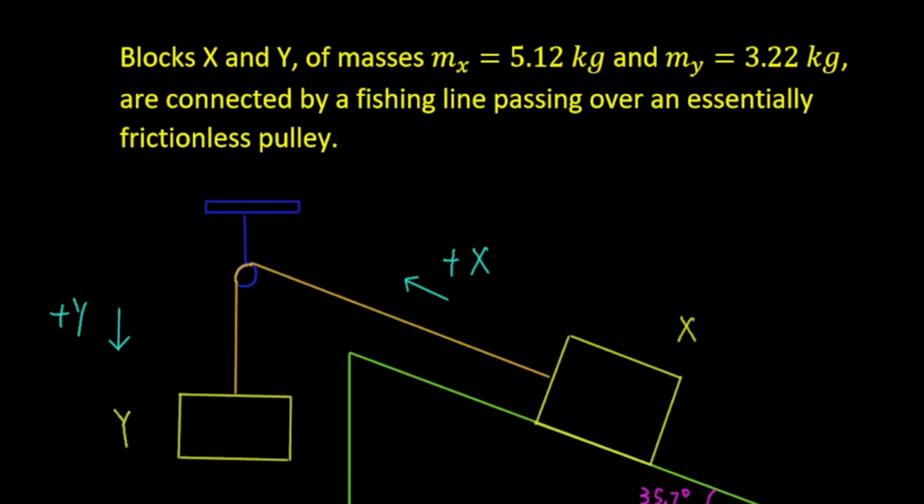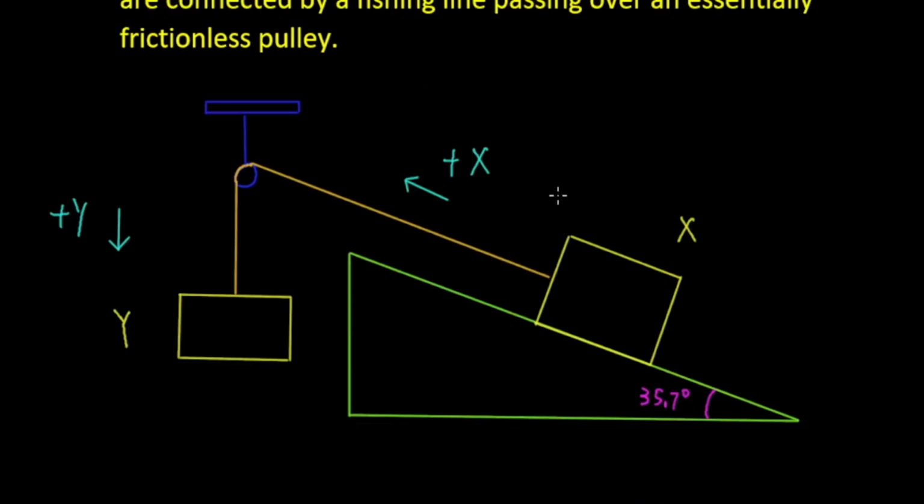Let's solve this question here. Block X and Y are connected by a frictionless line passing over an essentially frictionless pulley. So here's a diagram. Here's block X, block Y, and they're connected by a line here, passing over a frictionless pulley. And block X is moving on an incline.